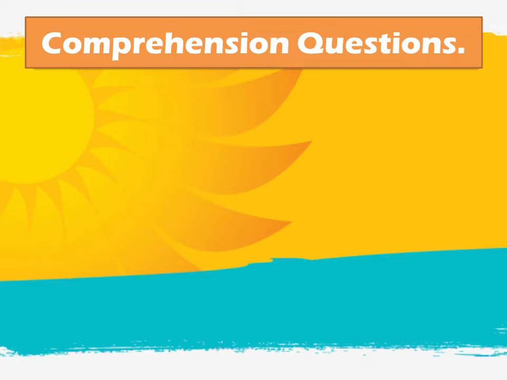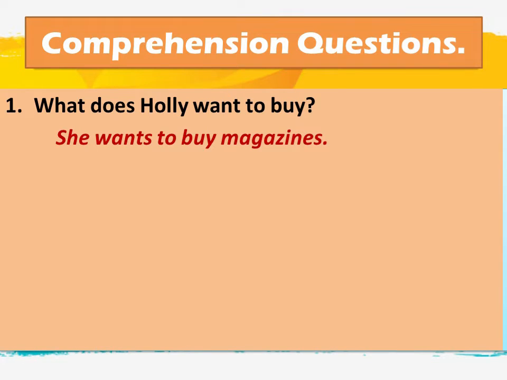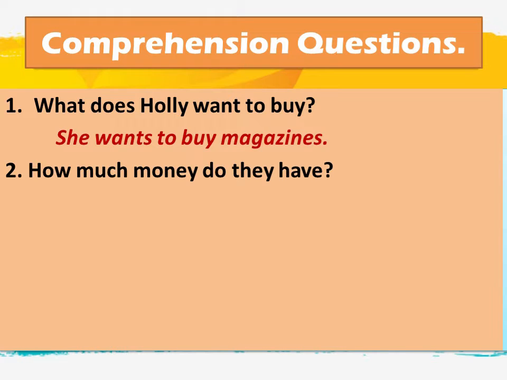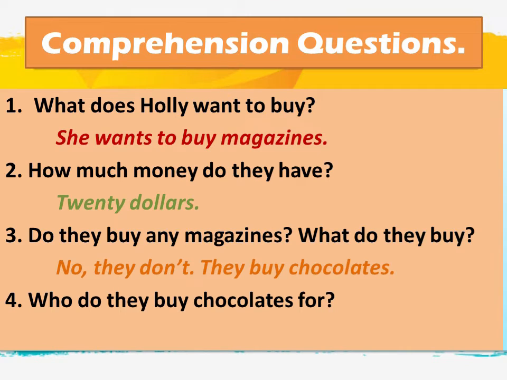Can you answer the questions? Let's check together. Number one, what does Holly want to buy? She wants to buy a magazine. 2. How much money do they have? They have $20. 3. Do they buy any magazines? What do they buy? No, they don't. They buy chocolates. 4. Who do they buy chocolates for? They buy chocolates for their moms.